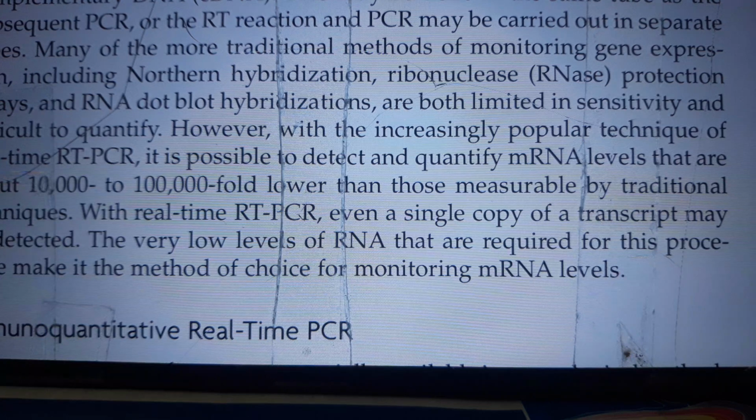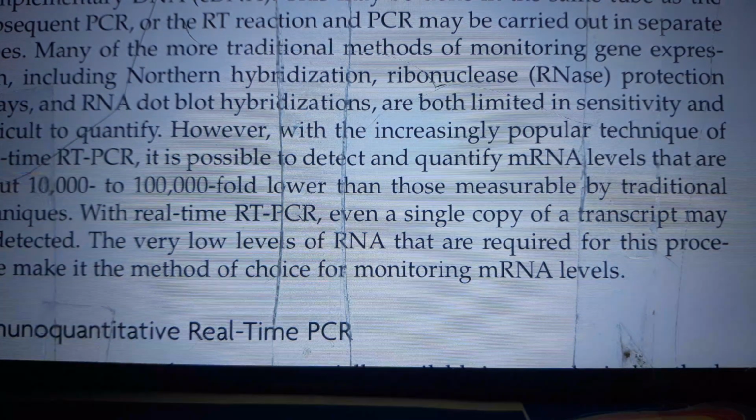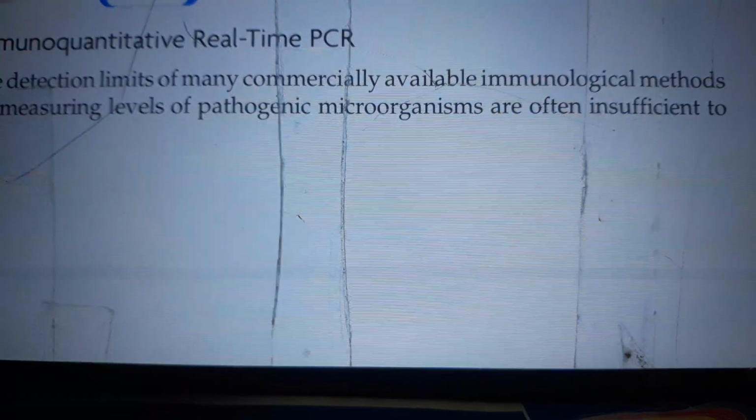The very low levels of RNA that are required for this procedure make it the method of choice for monitoring mRNA levels. The next topic will be immunoquantitative real-time PCR.